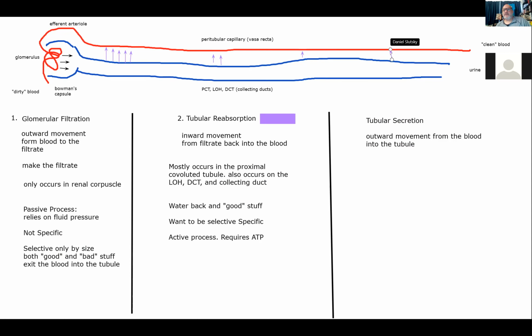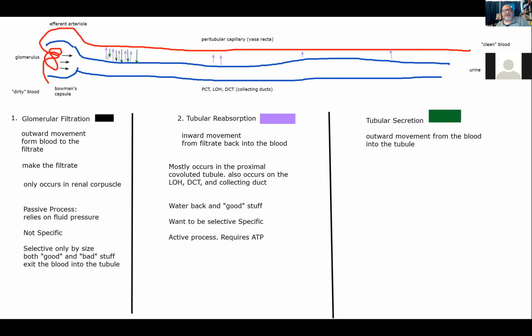All right, so again, for consistency, let's make sure we know. This was the black arrow, that was the purple arrow, and let's use green arrows for our tubular secretion. It turns out with tubular secretion, it also mostly occurs in the proximal convoluted tubule. That outward movement is occurring in the proximal convoluted tubule.